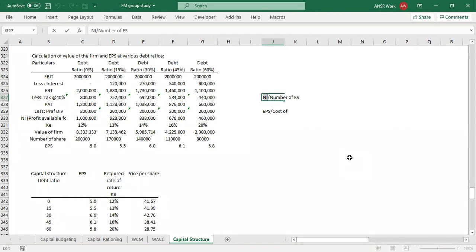Sorry, I said wrong. So this is not net income. This is value of equity. So value of equity divided by number of equity shares gave us the market price. EPS divided by cost of equity also gave us the market price, right? Everybody agrees? And the value of equity was 83 lakh 33, we divided it by 2 lakh, that came to 41.5.